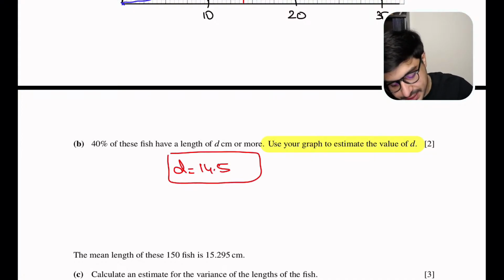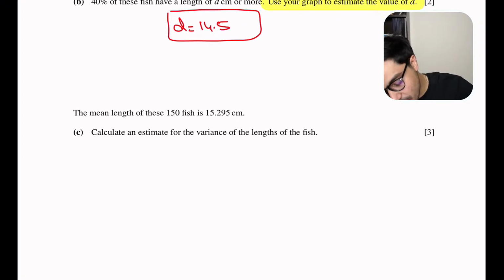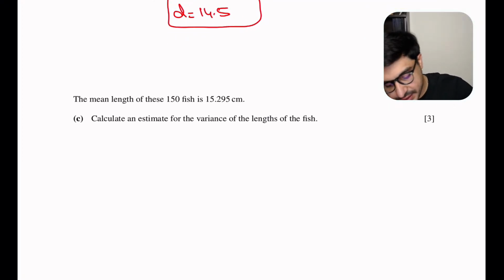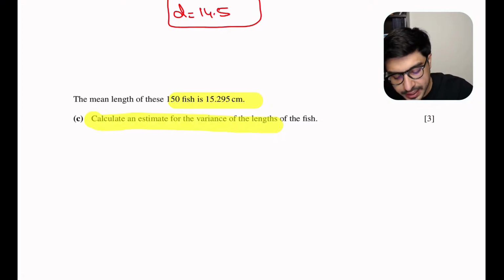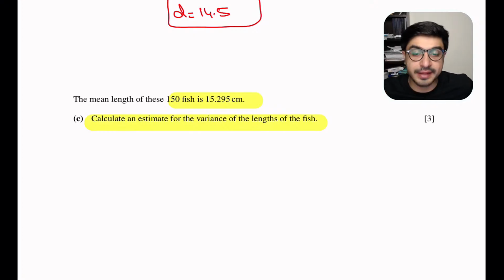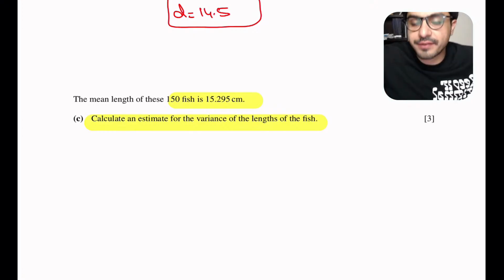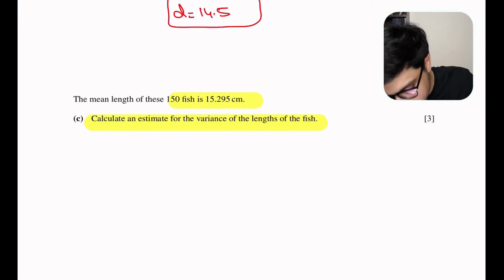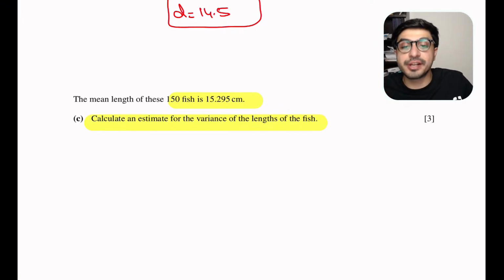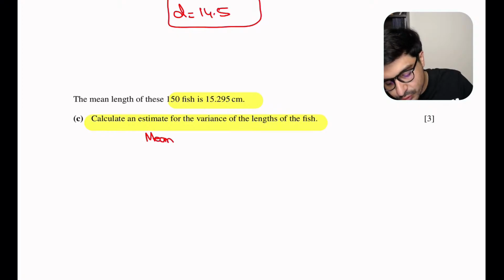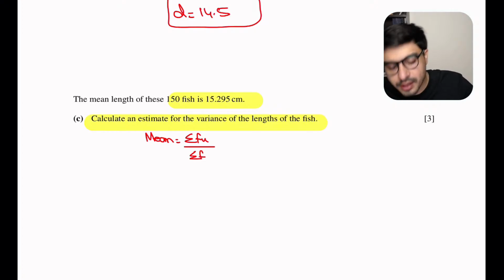Now they're saying that the mean length of these fishes is 15.295. Calculate an estimate for the variance of the length, right? So guys, over here they have given us the mean length of the fishes. How would they have calculated the mean? They would have simply calculated the mean through the formula summation of fx upon summation of f, right? This is the formula to figure out the mean. But now they're saying what?